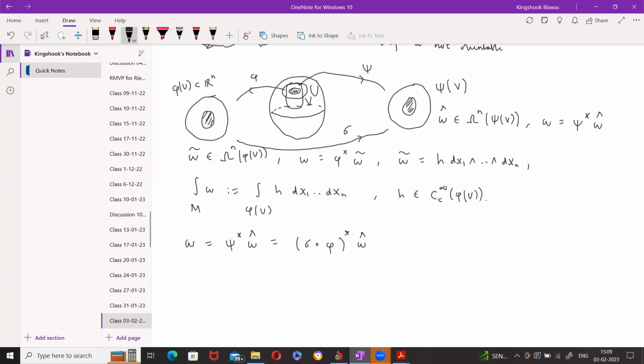And so this will become phi star of sigma star of omega hat. And this is also equal to phi star of omega tilde. So that implies that the form here, omega tilde, and the form here, omega hat, they are related by omega tilde is equal to sigma star of omega hat.